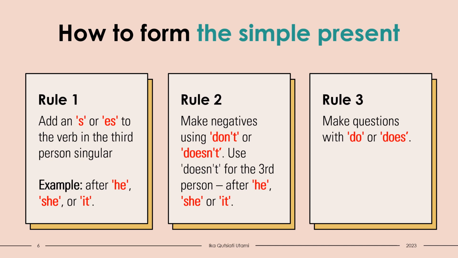First, add an s or es to the verb in the third person singular. For example, after he, she, and it. And the second rule, if you want to make a negative sentence, you can use don't or doesn't. Use doesn't for the third person after she, he, or it, and use don't for I, you, we, and they. And to make questions, use do or does at the beginning of the sentence. These are the rules for how we form the simple present tense.